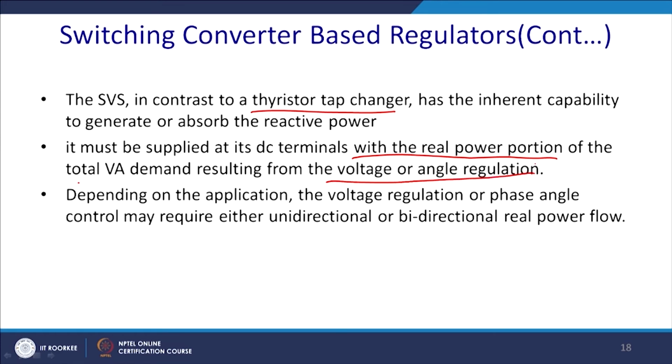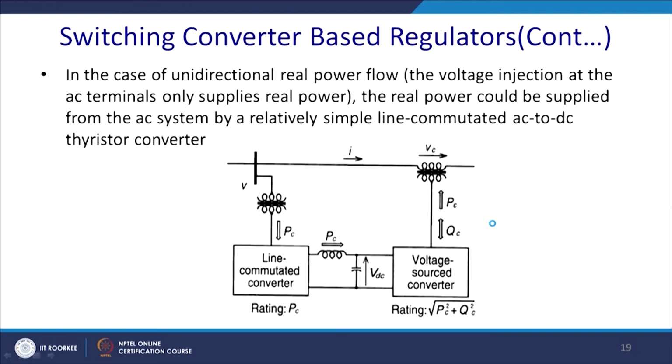Depending on the applications, voltage regulation or phase angle control may require either unidirectional or bidirectional flow of the real power. So, that is something we require to keep in mind while designing that SVS based PAR. So, this is the case of SVS based PAR. This is a switching converter based regulator.